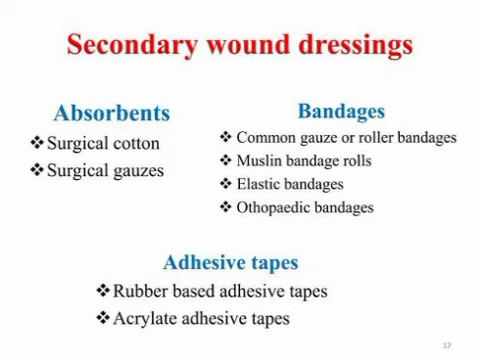The third one is the secondary wound dressings, that is, absorbents, bandages, and adhesive tapes. Absorbents are like surgical cotton or surgical gauze. Bandages, as we know, include muslin bandage rolls, elastic bandages, orthopedic bandages, and roller bandages. Adhesive tape means acrylate adhesive tape along with rubber-based adhesive tapes.